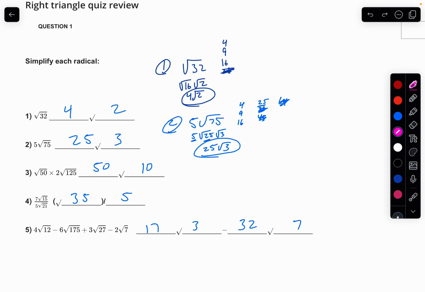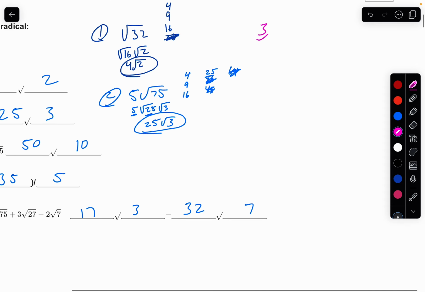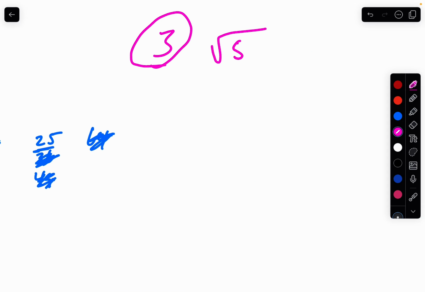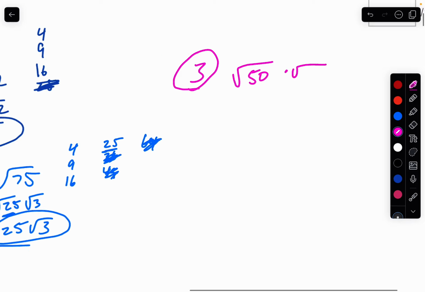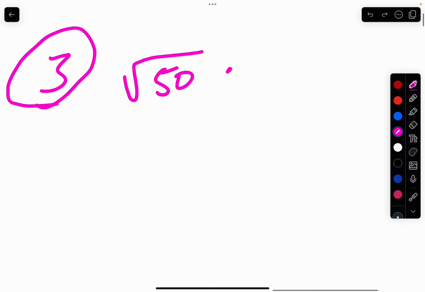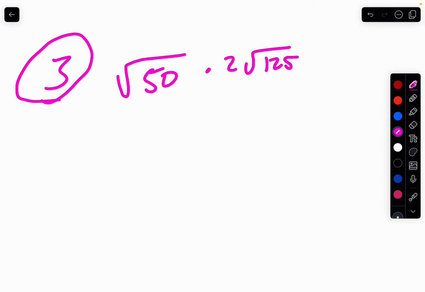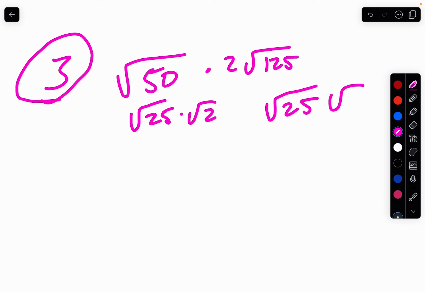The next one, number 3, is root 50 times 2 root 125. There's a few ways you can go about this, but the strategy I taught you guys in class is to pull out a common factor. Root 50 is 25 times 2, and root 125 is 25 times 5. And don't forget there's a 2 there, so I'm going to list that out in front.